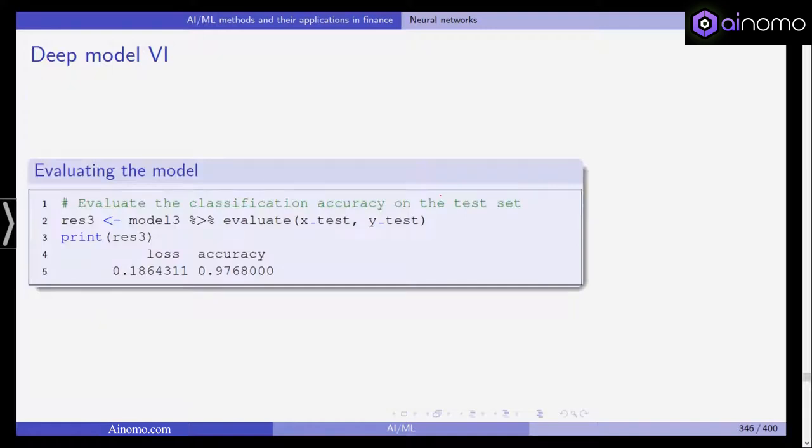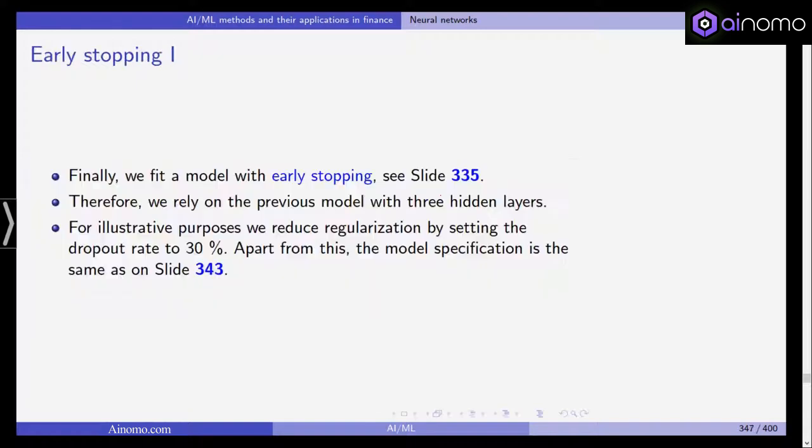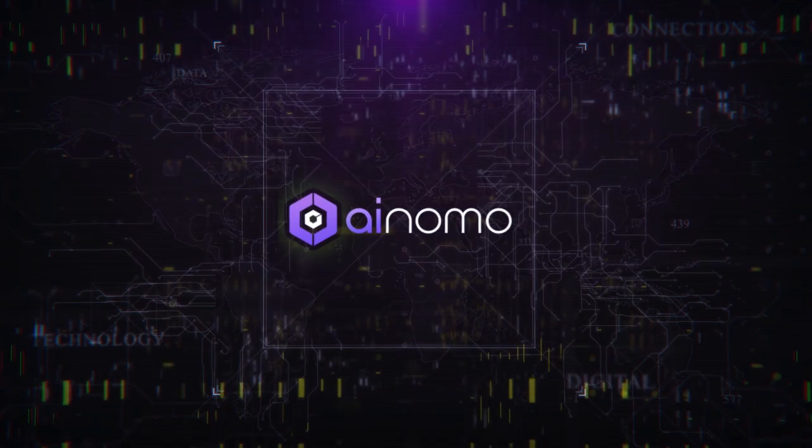So to evaluate the model, we use our test data, X-test and Y-test, and here we get an accuracy of 97.7% for the deep model. Now, in the next video, we'll have a look at early stopping as the second way of regularizing a multi-layer perceptron.